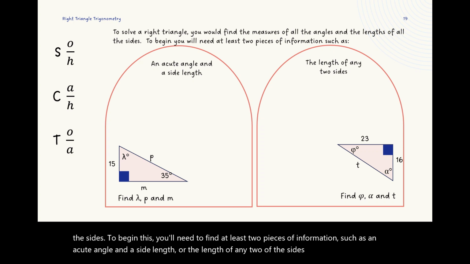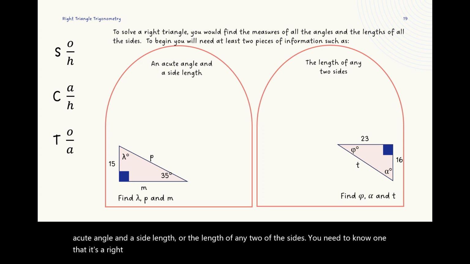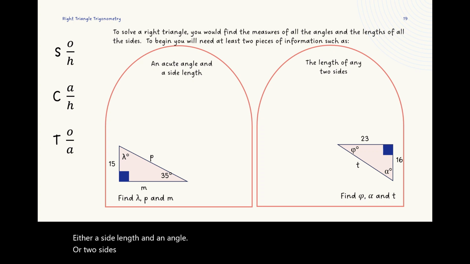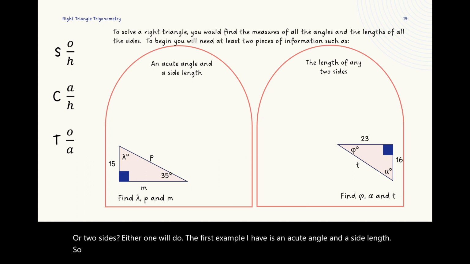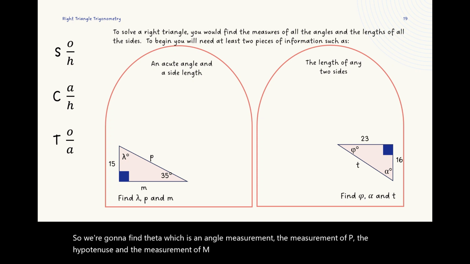You need to know one, that it's a right triangle, and two, you need additional pieces of information. Either a side length and an angle, or two sides. Either one will do. The first example I have is an acute angle and a side length. So we're going to find theta, which is an angle measurement, the measurement of P, the hypotenuse, and the measurement of M, the missing side.